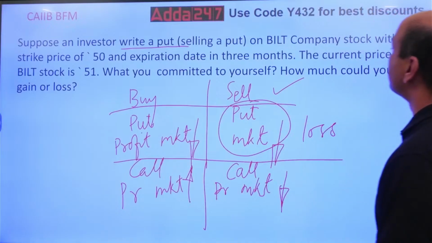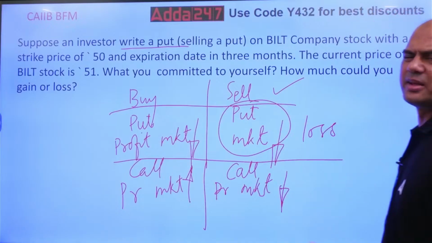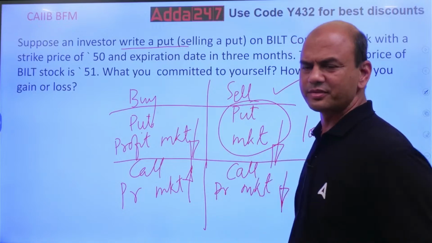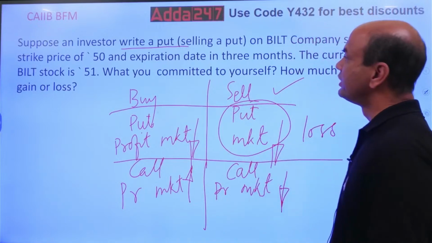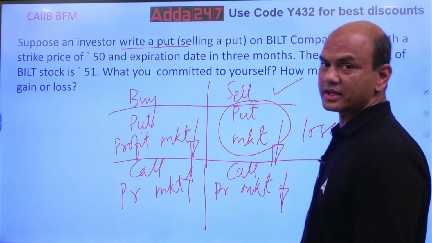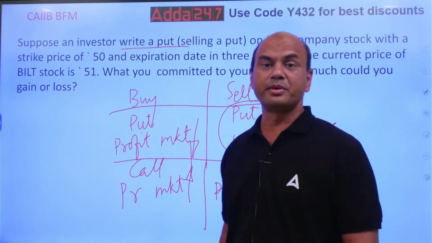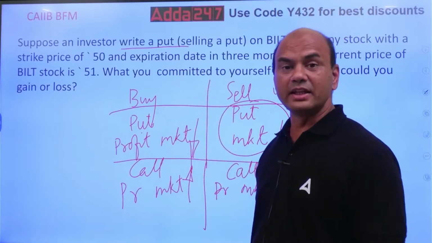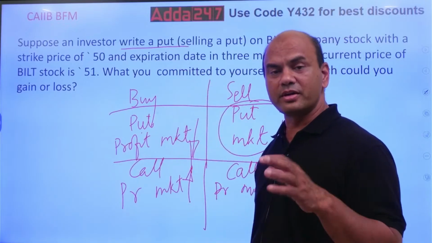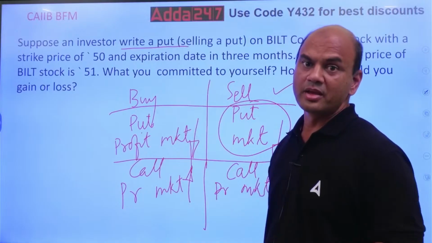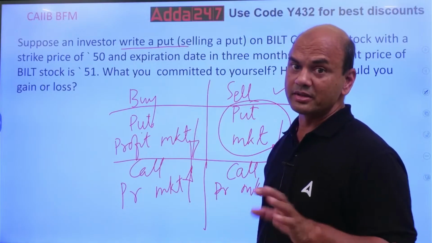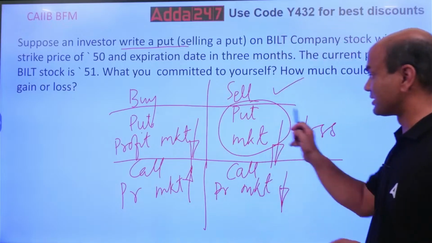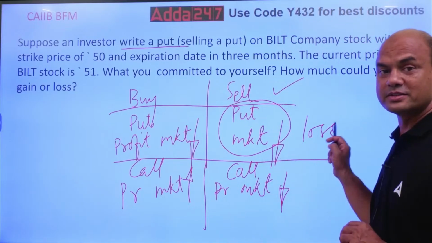On a Bilt company stock. Now, Bilt company means what? It's the name of some company. You can take it as Infosys also. Infosys company stock, with a strike price of 50. So this person is writing the put, meaning selling the put at the strike price of 50. Now, what does it mean? I'll explain to you, but never forget this logic, because everything depends on this logic.